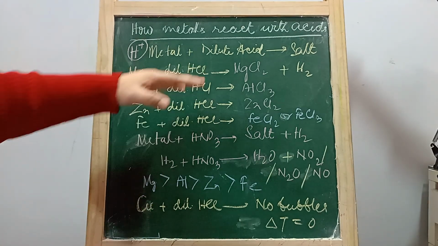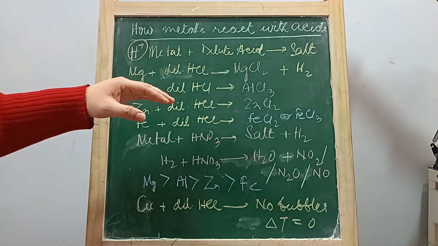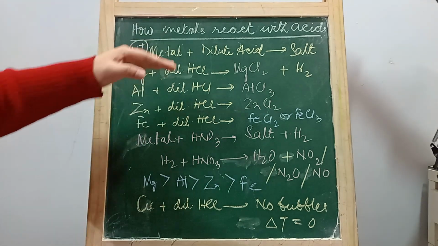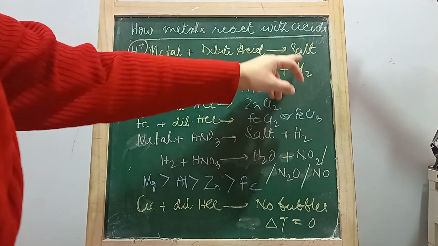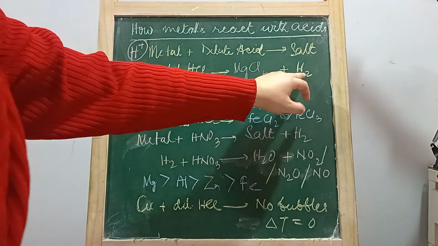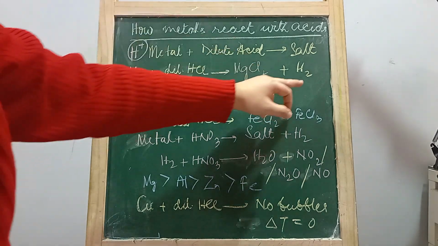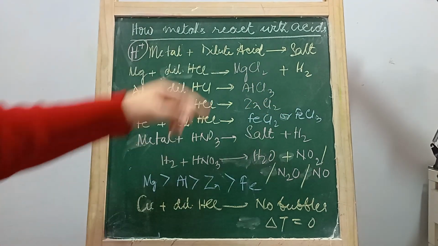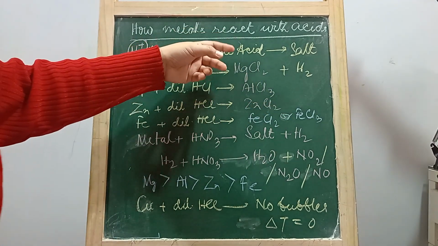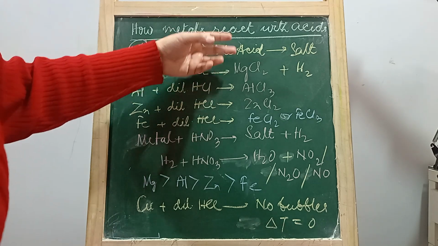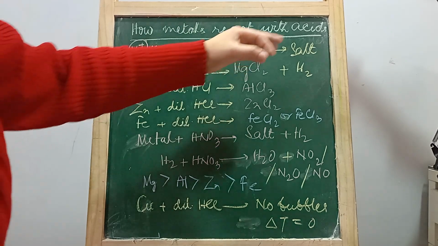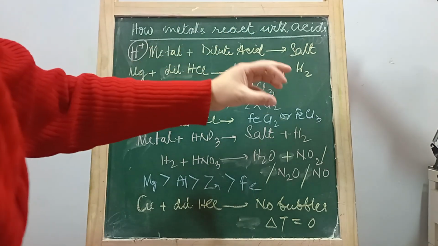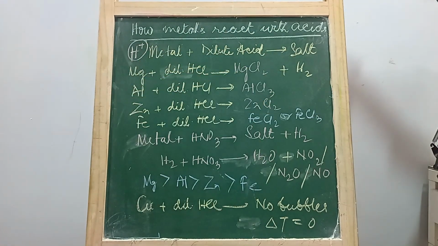What the textbook is saying is that metals react with dilute acid to form salt and hydrogen. And where has this hydrogen come from? It has come from the acid. Whatever hydrogen the acid has, it has been replaced by the metal, forming a salt, and the hydrogen that is released forms a gas. Hydrogen gas is formed.